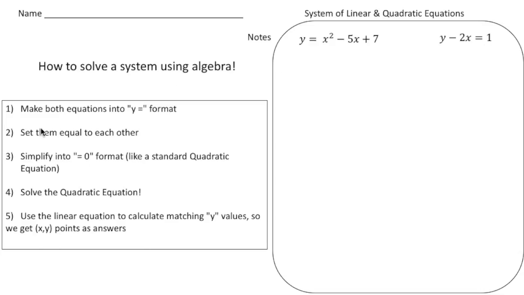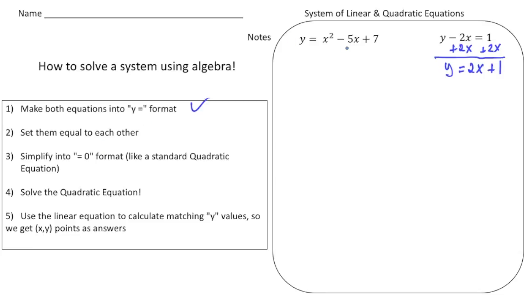In step 1, we want to make sure both equations are in the y equals format. Here we have y equals, which is good, but here we have y minus 2x equals 1. So I'm going to add 2x to both sides to isolate the y. Now we have y equals 2x plus 1. That's step number 1. Check.